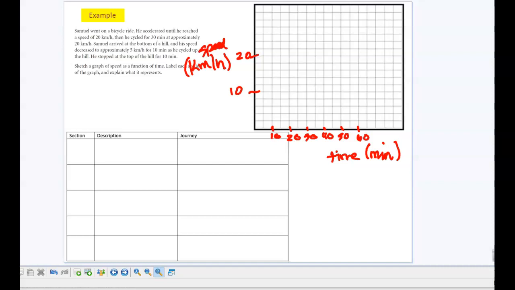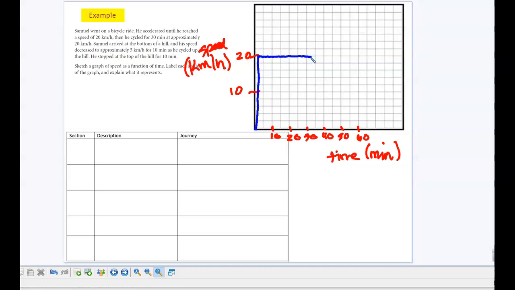So this is a speed versus time graph. And it says he accelerates quickly to 20. So this one might be hard to draw in, but we're just going to draw a very steep line going from 0 to 20. And then he cycles at 20 kilometers per hour for 30 minutes. So 10, 20, 30, it's going to take me to about there. That's going to be a horizontal line because the speed is the same.